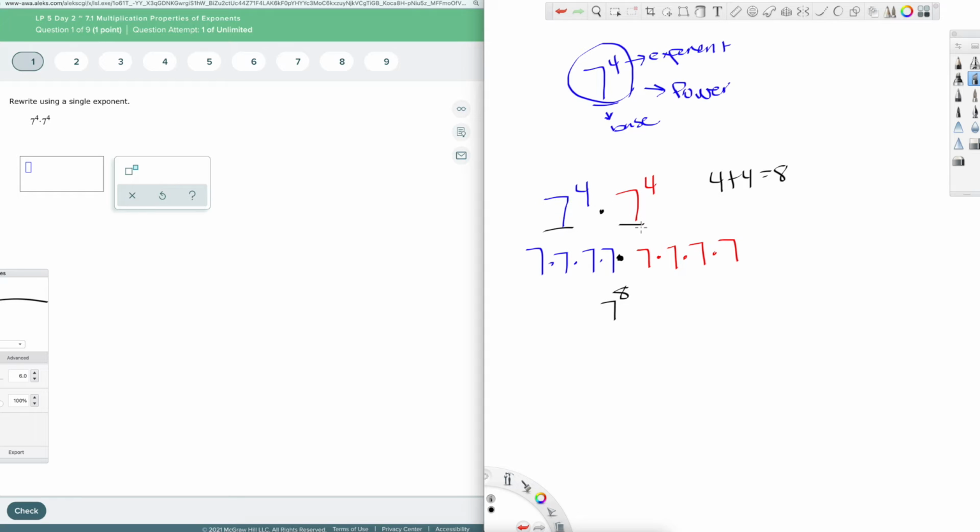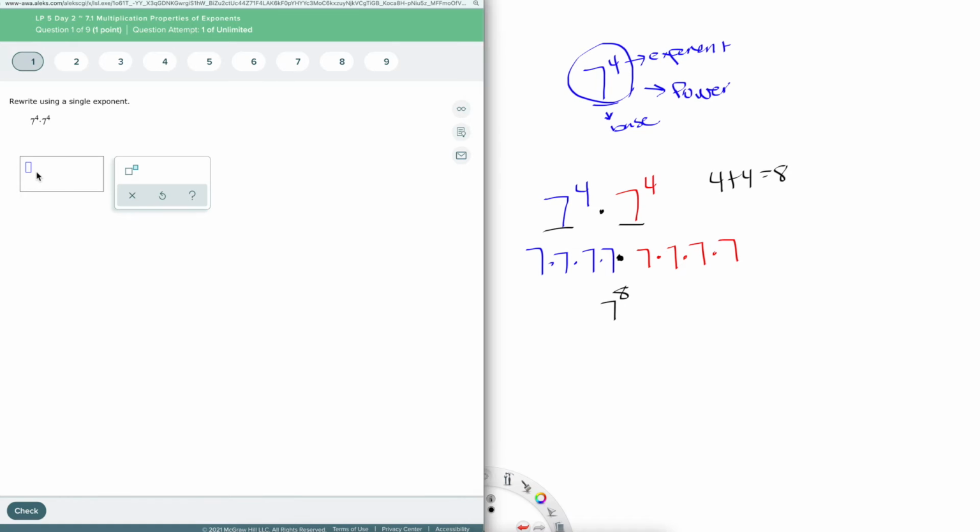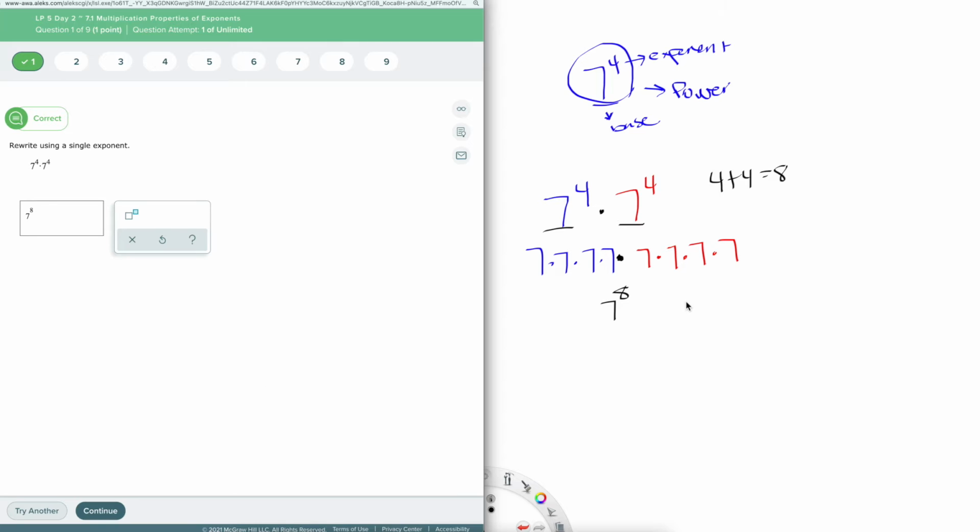I know the example that we did in class was with 4s. It was actually 4 down here instead of in the exponents. So just make sure they're the same base when you're doing that. So I need to click this little button here and go 7 to the 8th power and check. So again, when I'm multiplying, I'm going to add the exponents.